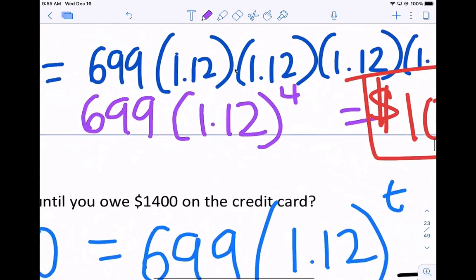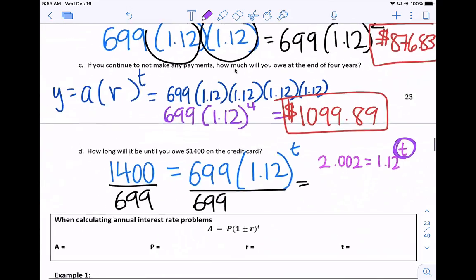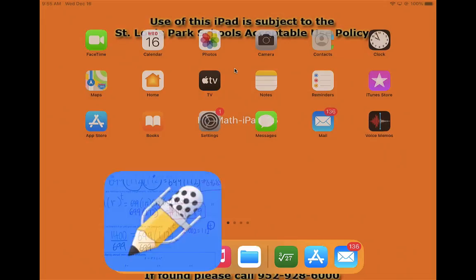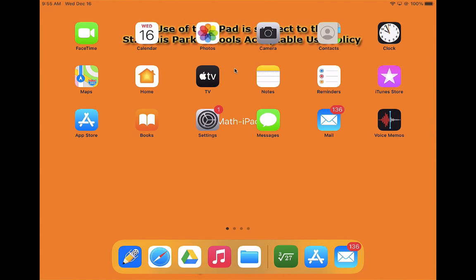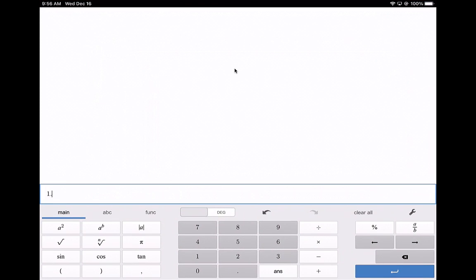We know that it's going to be more than 4 years because 4 years was only $1,099. So I'll start with 5 years and see what that looks like. All right, so I'm going to type in 1.12 to the power of 5. The goal is 2.002. That's too small. Let's try 6 years. Whoops, I did 65. That is too much. All right, 6 years. Okay, we're getting closer. 7 years. Okay, so it's between 6 and 7 years. Okay, that's pretty close.